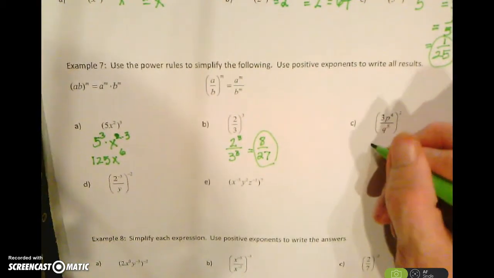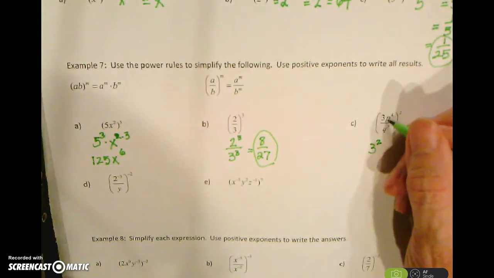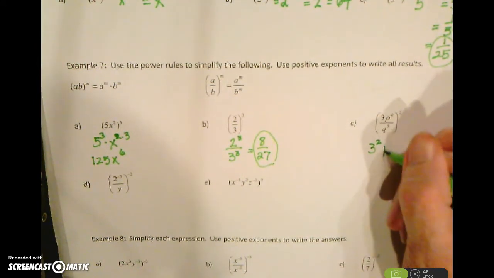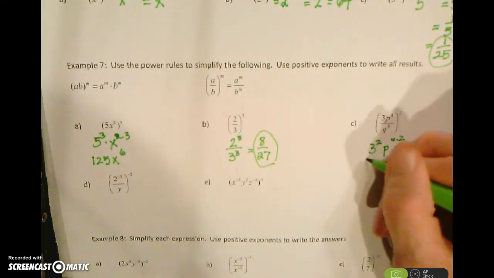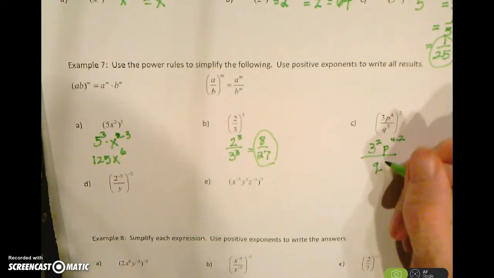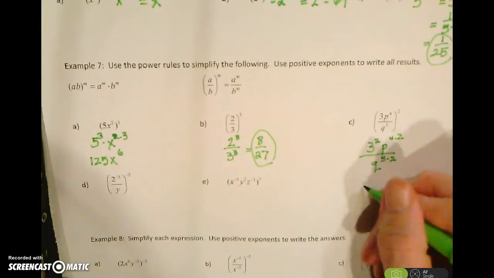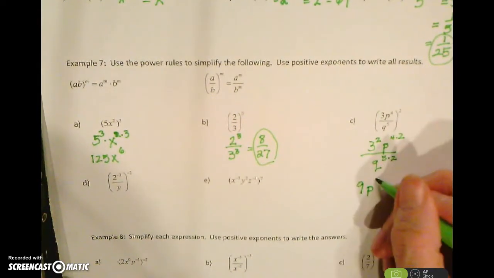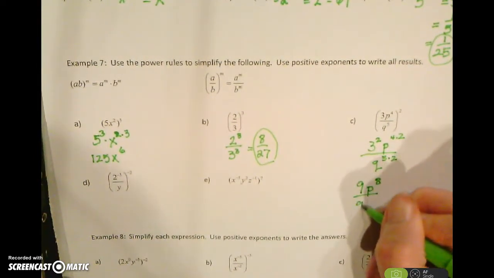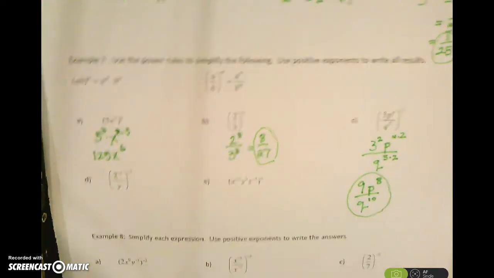For C, I'm going to have 3 squared, so 9. Then I'm going to have the p to the 4th raised to the 2nd power. So I'm going to multiply 4 times 2. And then the q, I'm going to raise to the 2nd power, so I will multiply 5 times 2. So that gives me 9 p to the 8th, over q to the 10th.